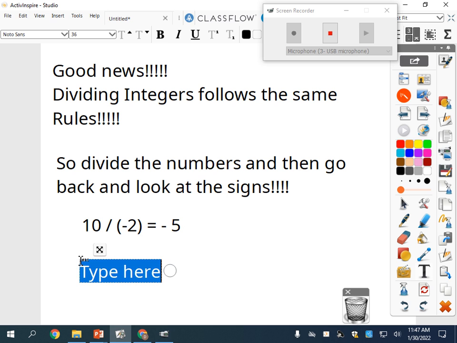If I had negative 30 divided by negative 5, all right? We know that 30 divided by 5 is 6. A negative divided by a negative is a positive.